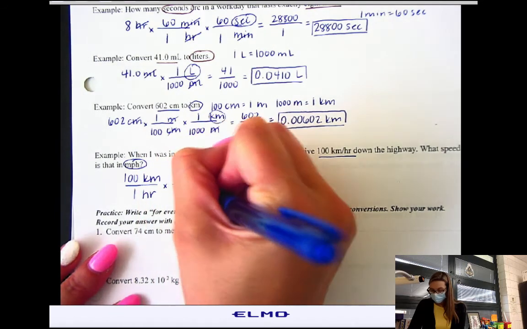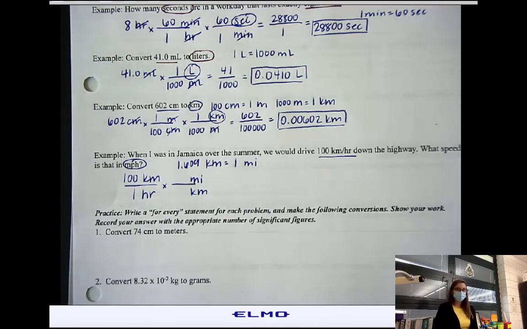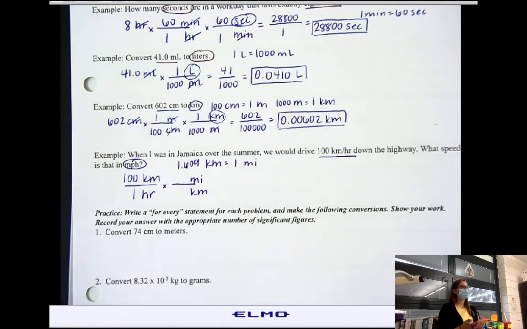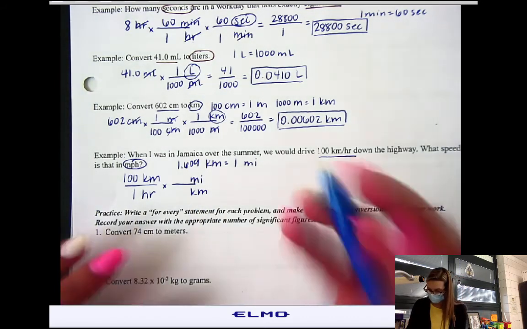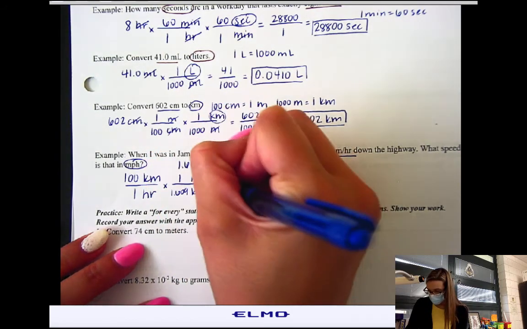So 1 mile for every 1.609 kilometers. So I can go directly between these two units. So I want to go from kilometers to miles. Fill in that conversion factor. So again, writing out this conversion factor helps because now I can just plug in the numbers. For every 1 mile, there's 1.609 kilometers.